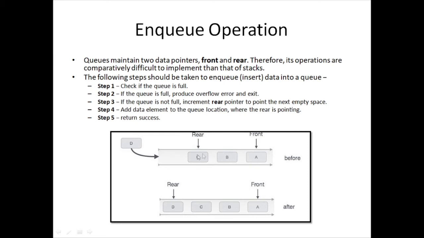So let's say, for example, this is an array. Let's say the front index is 0, 1, 2. So 3 should be the next empty space, index 3. So what are we going to do? Increment the rear, so 0, 1, 2, then rear becomes 3. And then add the data element to the queue location. So we just place this data element on that particular location where the rear is pointing. Then return success, a feedback that means that enqueuing was successful.